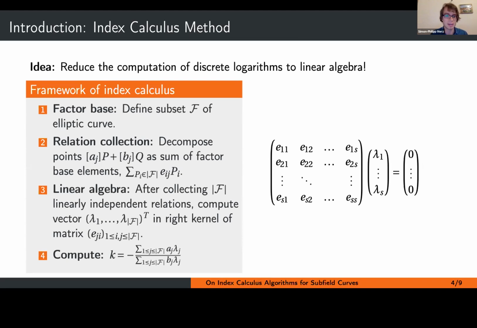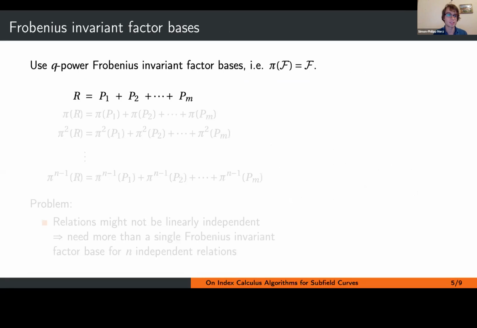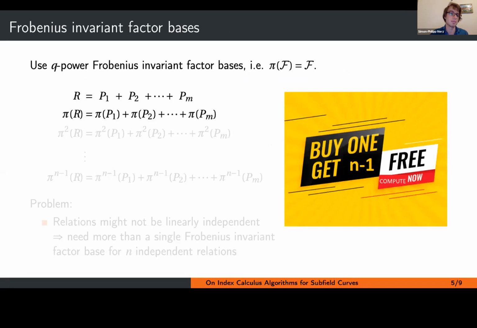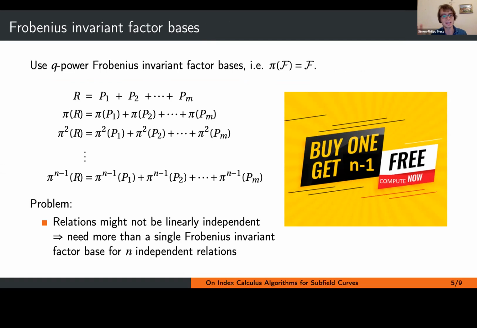The relation collection step on elliptic curves is done by solving some huge polynomial system. While previous work was dedicated to speeding up solving these polynomial systems, our work was focusing on how to choose a factor base such that we maybe need to find fewer relations. And the most successful variant was to basically choose a Frobenius-invariant factor base. That is one that is closed under the Frobenius endomorphism, because then if you find one relation, you can just apply the Frobenius endomorphism to it and you will basically get more relations for free. At least under the assumption that they are linearly independent, so one has to be careful a bit.